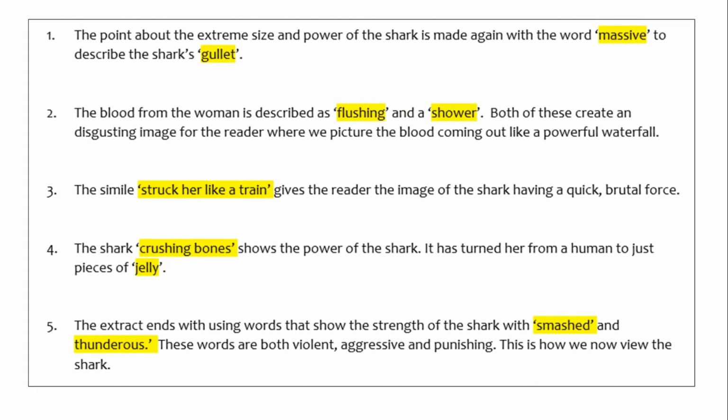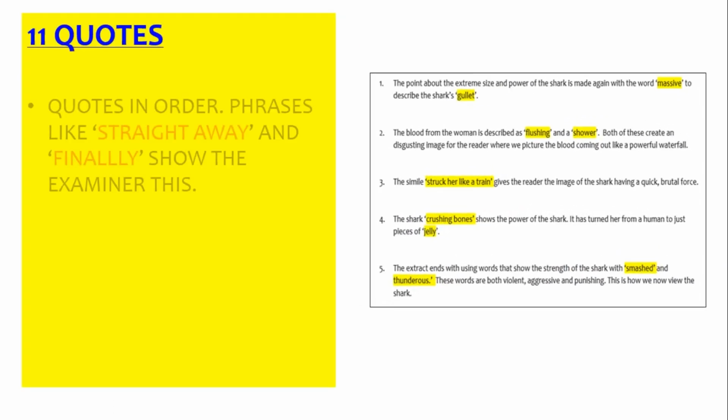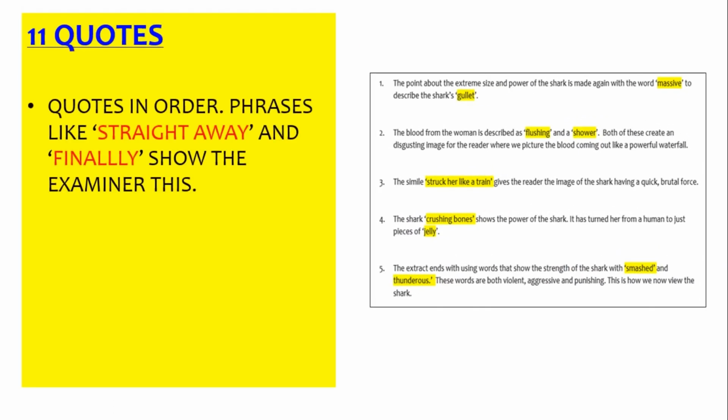Okay, so this is what I've done. I've narrowed it down now to 5. I picked the 5 best ones from beginning, middle and end. So this is more like what you would need to do. Remember, you've only got 5 or 6 minutes. And look at the detail. 11 quotes? Okay, actually not 11 quotes because I've narrowed it down. We've got 1, 2, 3, 4, 5, 6. I've got about 8 quotes.